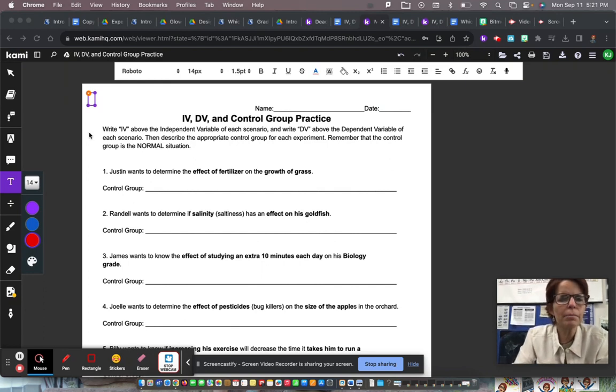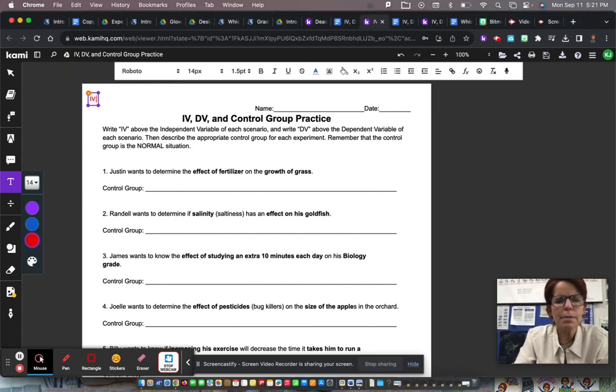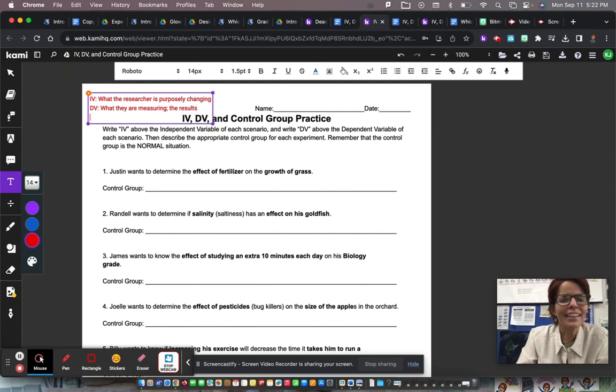An independent variable, I'm going to write them right up at the top here. The independent variable is what the researcher, it could be you, is purposely changing. The dependent variable is what they are measuring. It's the results of the experiment. And then the control group is the normal situation. So that'll make sense in just a minute. So let's practice a few of these.